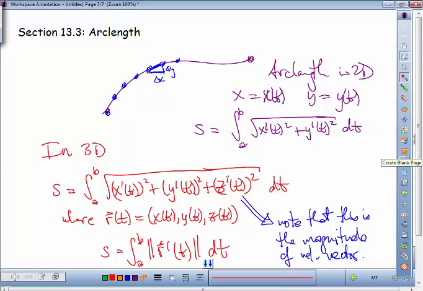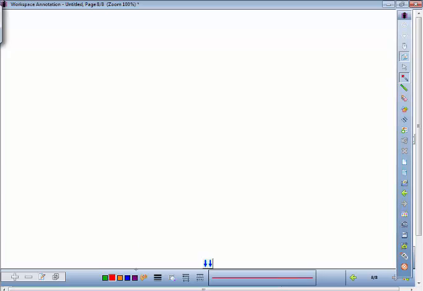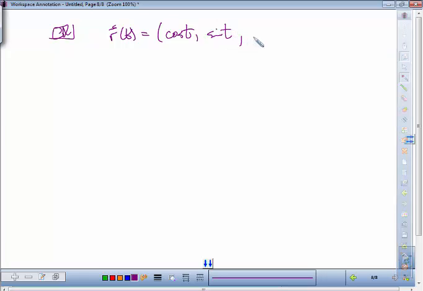And what's the easiest example to do when you're looking for curves in three-dimensional space? A helix. Let's take a look at a helix and find the arc length of the helix. Example. Let's say r of t is equal to cosine t, sine t, and 1. And let's find the arc length, let's just go from 0 to 2 pi.